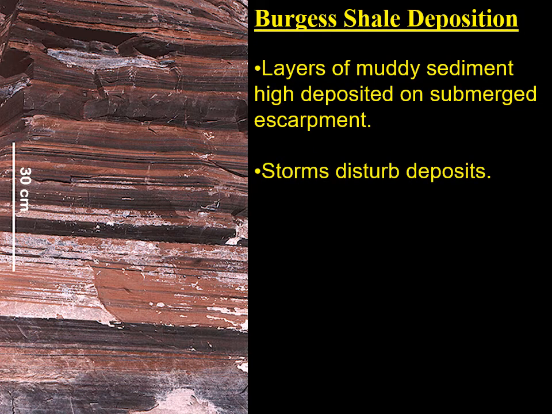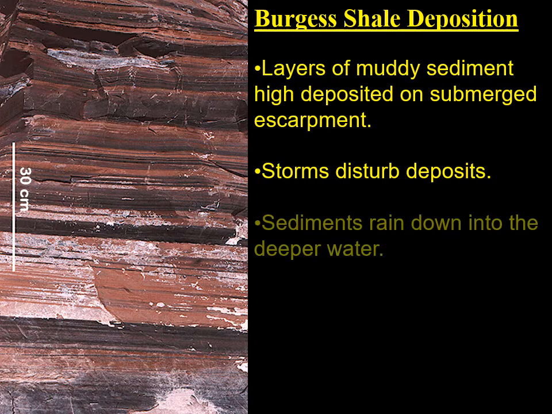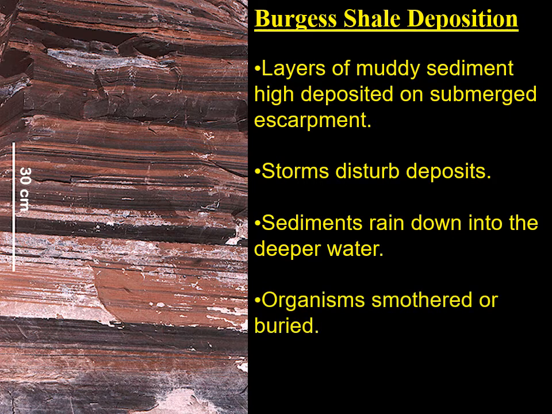So you have organisms living on top of that algal reef platform in the shallow waters, and then storms come by and they shove a bunch of them over the edge. So those sediments and some of the organisms rain down off the edge of that cliff into deeper water and are deposited as the Burgess Shale. Organisms are going to be buried or smothered, and this is important too because it's a deeper water environment. There's less oxygen. They're buried quickly. It's exactly what you want if you want soft tissue preservation.